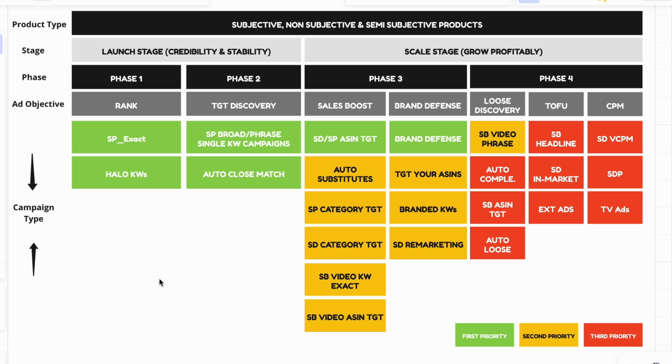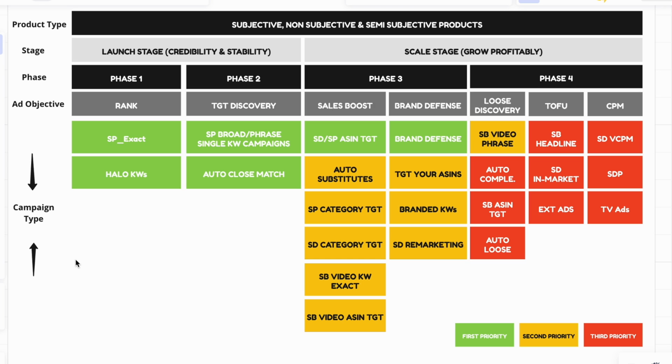If you are already in phase 2, phase 3 or phase 4 and you have products which are not profitable, all that you should be doing is cut that. Make sure you come back to phase 1, focus on your exact match hyper relevant keywords, and work towards achieving keyword ranks, right? This is where you should focus if you have a product line which is not profitable yet.